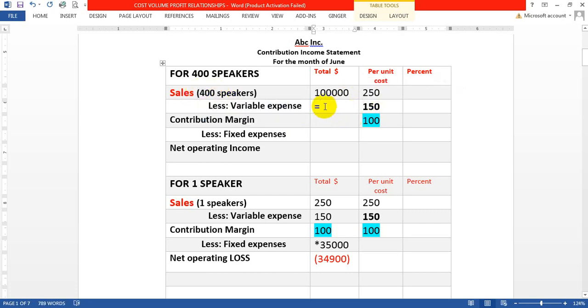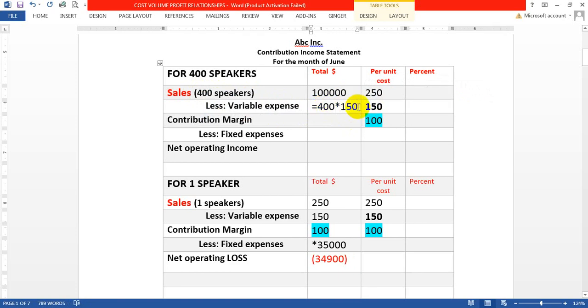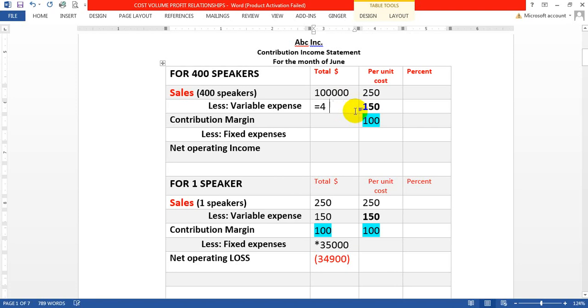Variable expense is 150 per unit and 400 units. You will calculate 400 into 150. So the variable expense becomes 15 fours are 60, that is 60,000. Okay, the contribution margin is 40,000.